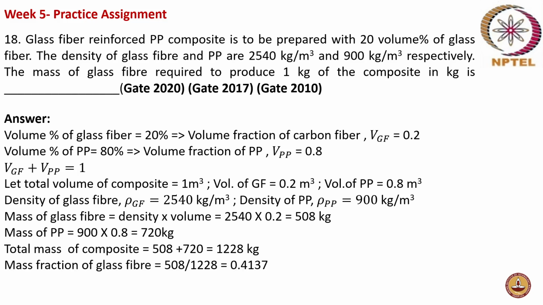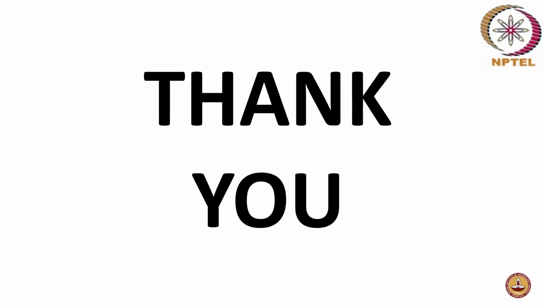So from this you can calculate the mass fraction, which is nothing but of glass fiber, 508 by 1228, which is 0.4137. So that means if 1 kg of composite is to be prepared, then you need 0.4137 kg of glass fiber. That's it. So this is a straightforward question. Okay, so that's all with the session.